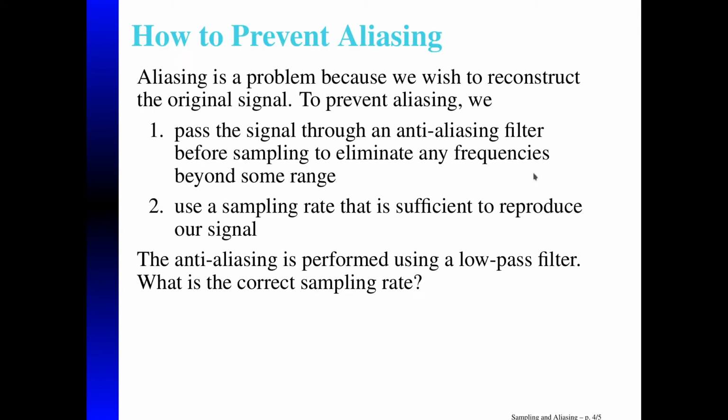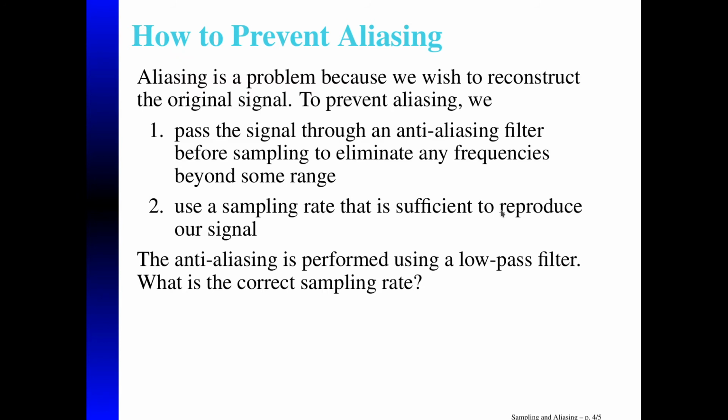So what can we do about it? Well, there's a couple of things that are done in practice. One is to pass through what's called an anti-aliasing filter before you start taking the samples. And what it does is eliminate frequencies beyond some range. Okay? And then the other thing you can do is use a sampling rate that's sufficient to reproduce a signal.